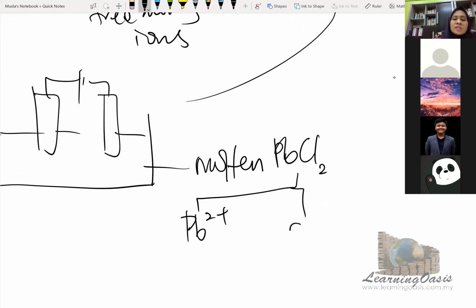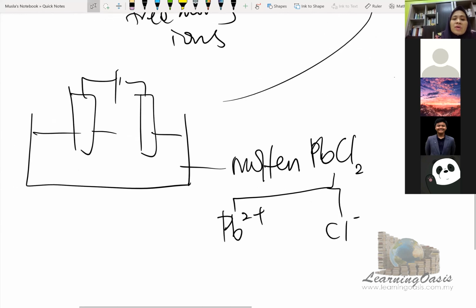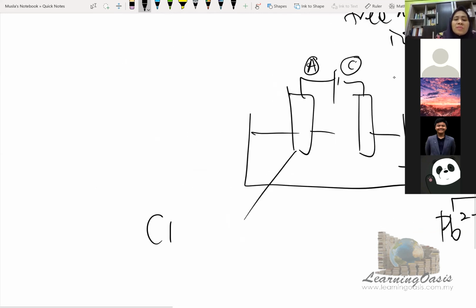Cl minus, right. Okay, now which one goes to your anode? Which one goes to the anode? Pb2 plus or Cl minus? Cl minus. Cl minus goes to the anode. We have Cl minus.